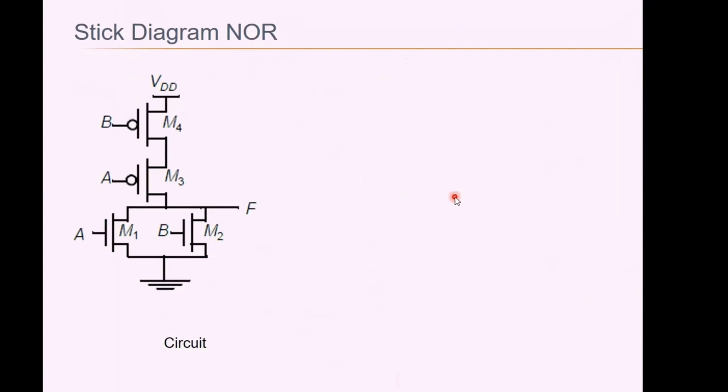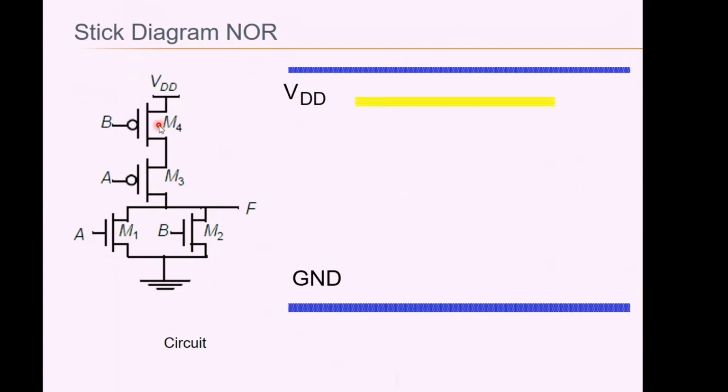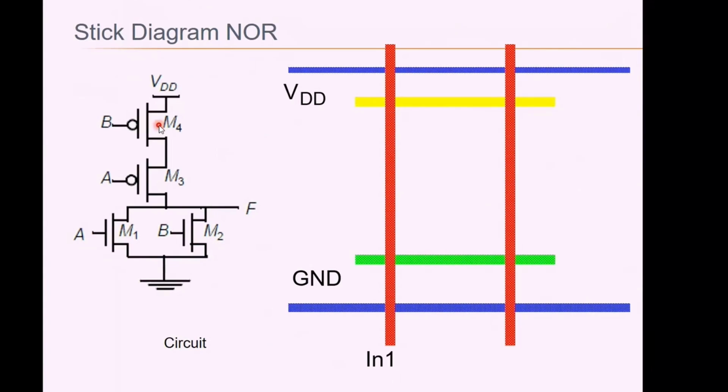Let us see the drawing of the stick diagram of the NOR gate. The NOR gate has two NMOS devices in parallel in the pull down and two PMOS devices in series in the pull up. So the procedure is the same. We draw the VDD and ground lines, P diffusion, N diffusion, polysilicon lines, and then we can have connections like this. The only difference between NAND and NOR is that the connections of NMOS and PMOS devices are interchanged.